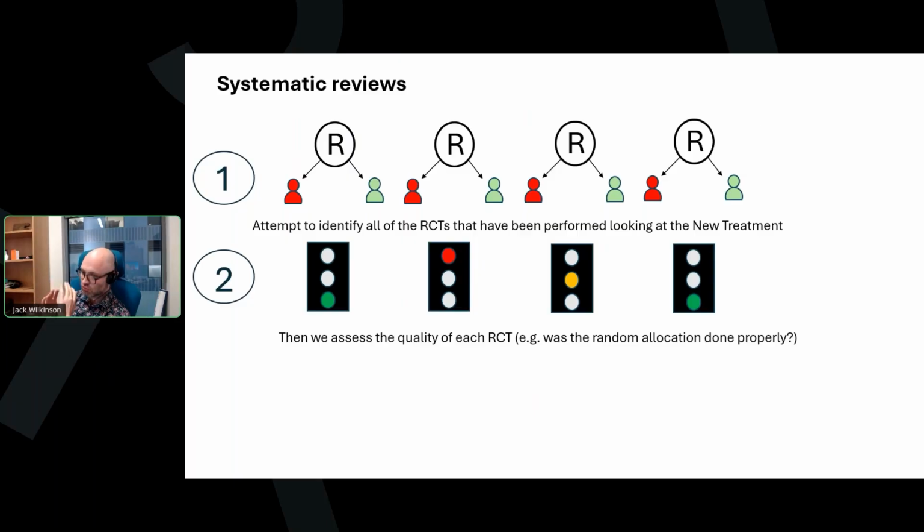And then we critically appraise the methodology of those studies, okay? So I've just illustrated that using a traffic light system here, all right? So in my little figure, the first trial gets a green light, we think that was done well. The second one gets a red light, we don't think that was done well. Third one was middling, and the fourth one was done well, okay? So we're looking at the methodological quality of these studies, all right?